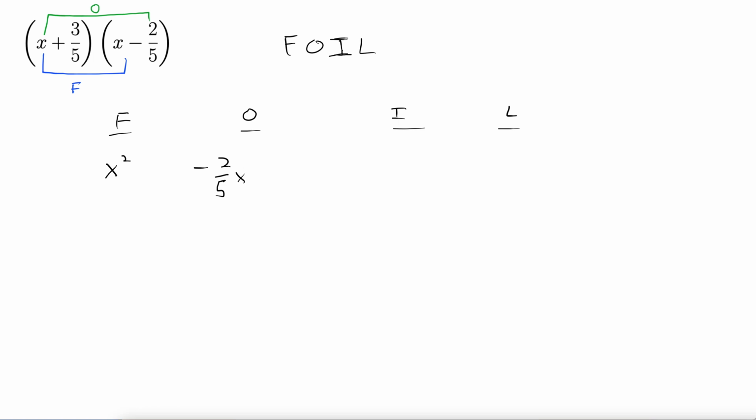Now inside, here we go. Those two inside. Okay, so 3/5 x plus 3/5 x. And then last, let's do these two out here. Okay, there we go. That's last. 3/5 times 2/5. And that's going to be a minus as well, because this minus comes through. So minus 3/5 times 2/5.